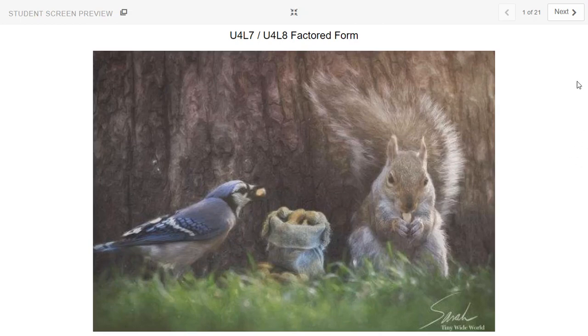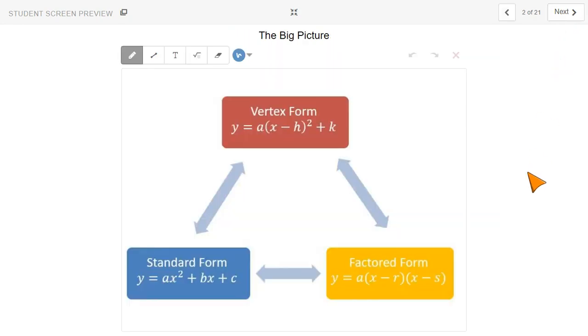Today we're going to talk about the factored form. Now remember we had the big picture. Quadratics can be written in three different ways. We talked about the vertex form and how this was excellent for us to find the vertex. And when we went from vertex form to standard form, we simply expanded.